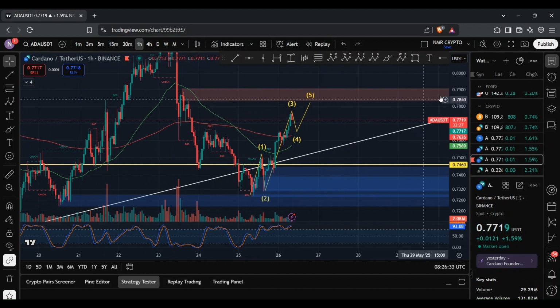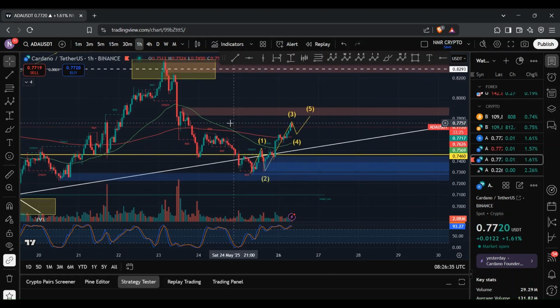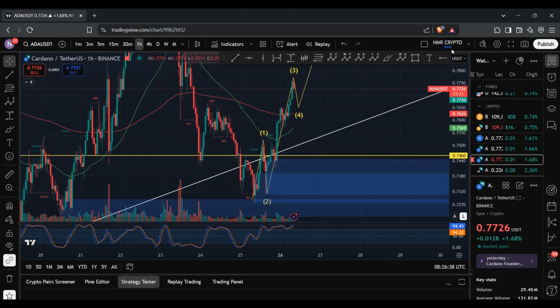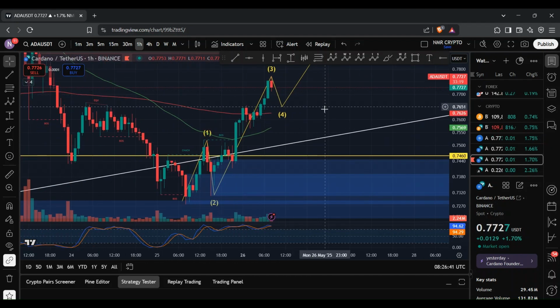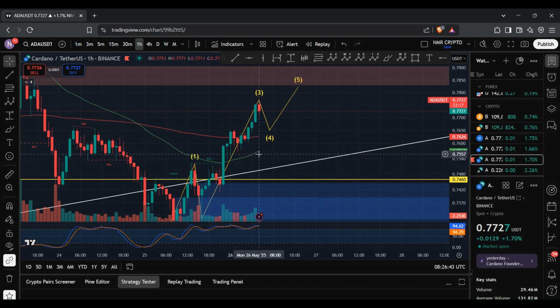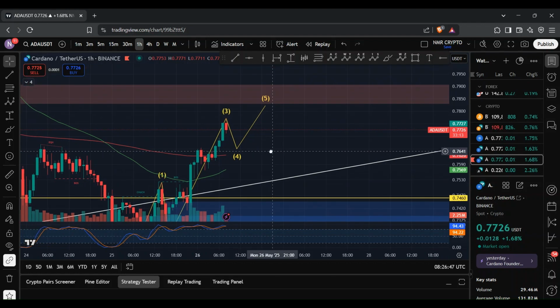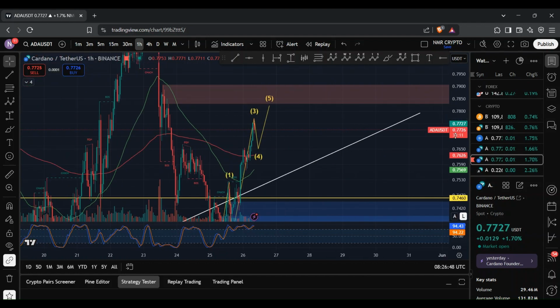Now you can also see that following this move to the downside, we saw a death cross where the 50 EMA ended up crossing the 200 DMA. And if we continue to see higher highs, then I do anticipate the 50 EMA crossing the 200 DMA, which is also known as a golden cross. And that would also confirm that we are on a bullish trend.